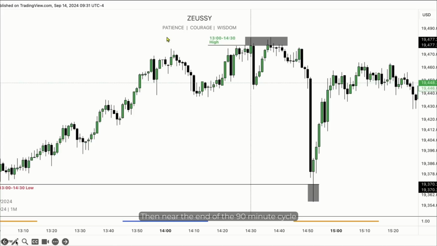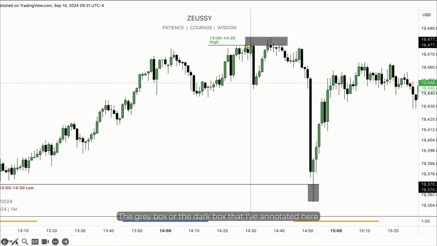Then near the end of that 90-minute cycle, you can see the market begin to consolidate. It's going back and forth, back and forth. 2:30 PM comes along, and what does it do? It opens up and immediately takes out the high of the previous 90-minute cycle.